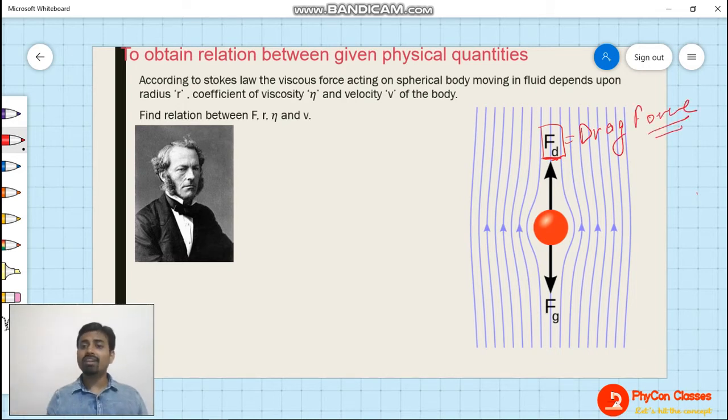So the amount of drag force that is going to be applied on this ball, that we have to find out. The parameters on which this Fd depends are given as r, the radius of this ball, mu, the viscosity, and v, the velocity with which this ball is falling under the action of gravity.